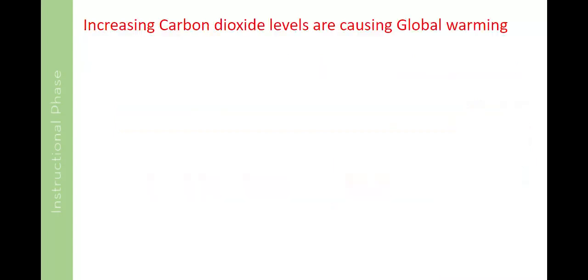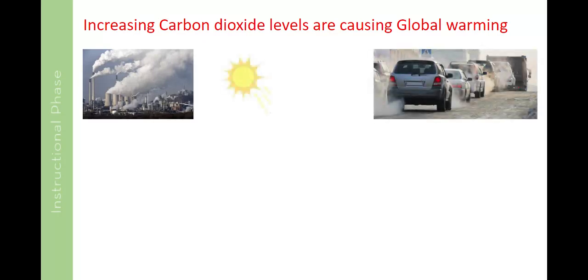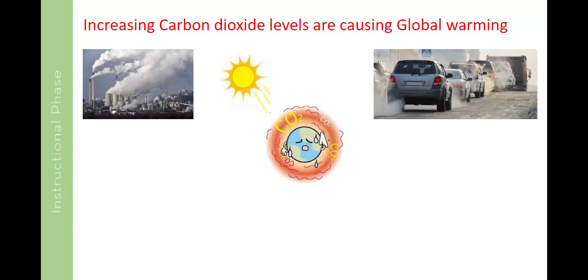So just to reiterate, the problem with complete combustion is the amount of carbon dioxide that's released. Now, carbon dioxide causes global warming. If we are burning more and more fossil fuels, we are producing more carbon dioxide. If we're producing more carbon dioxide, more of the sun's heat is being trapped in the atmosphere and heating up the earth, causing global warming.